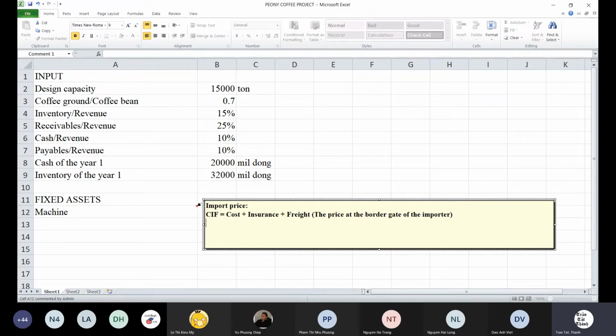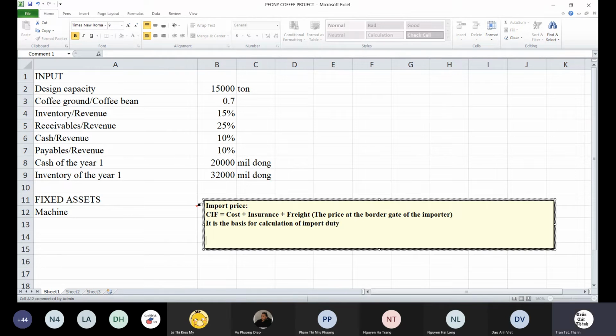Cost plus insurance plus freight. And this one is the basis for calculation of import duty.